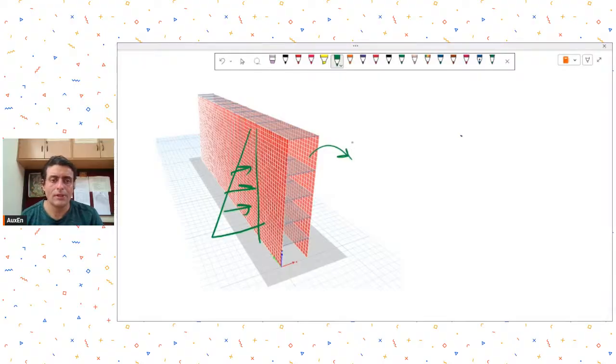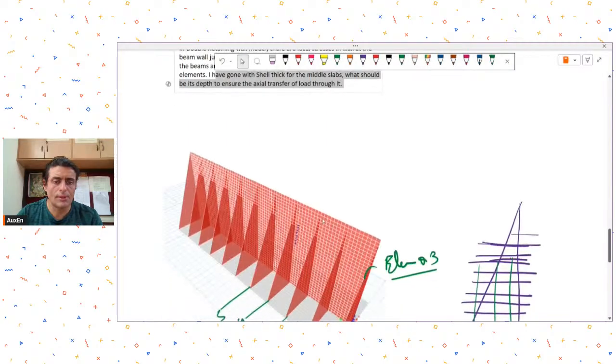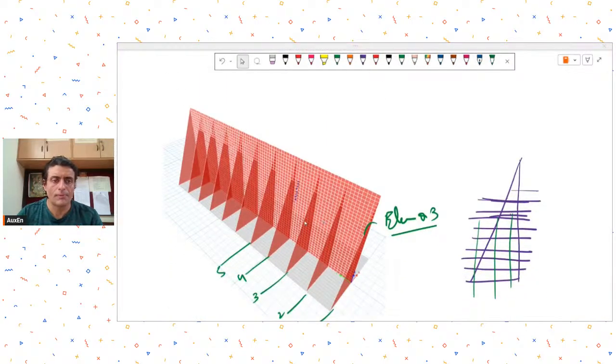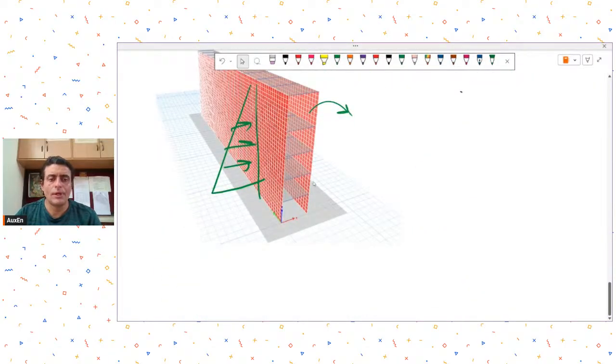But his query is, there are local stresses in the wall at the beam-wall junction, which I'm concerned about. Is it possible to reduce the beams and transfer loads through the slab itself by providing stiff elements? I have gone with shell thick for the middle slabs. What should be its depth to ensure the axial transfer of load through it? No, first of all, I'm not sure with this system why there is a double wall over here.